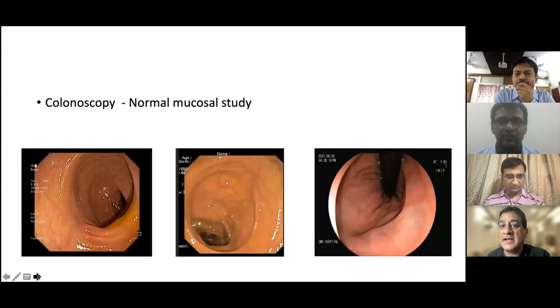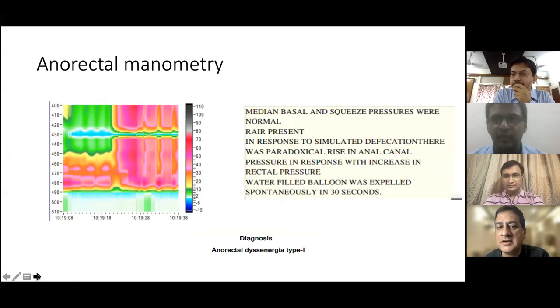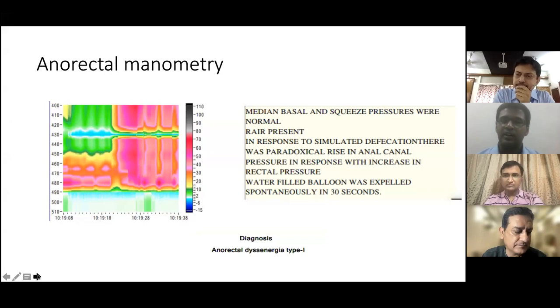Yeah. So what is the principle? Why do you want these two tests? What do you want to learn by doing these two tests? So with anorectal manometry, we can look at the physiology of the patient: how the rectum is behaving and how the anal sphincter is behaving during defecation. The second thing, with the barium defecogram, we can see how the anorectal angle is changing with defecation. So we'll get more clues towards anorectal dyssynergia, and hence we can confirm the diagnosis and treat.